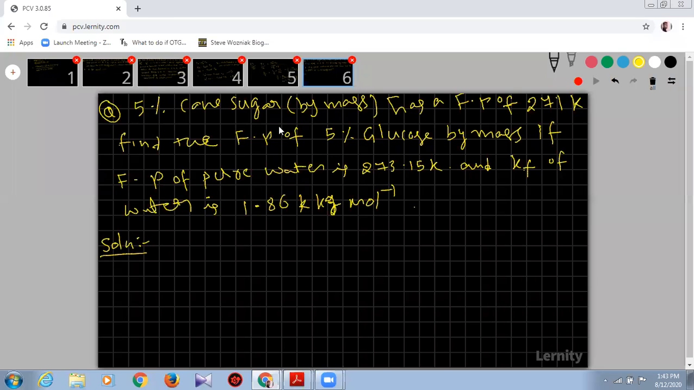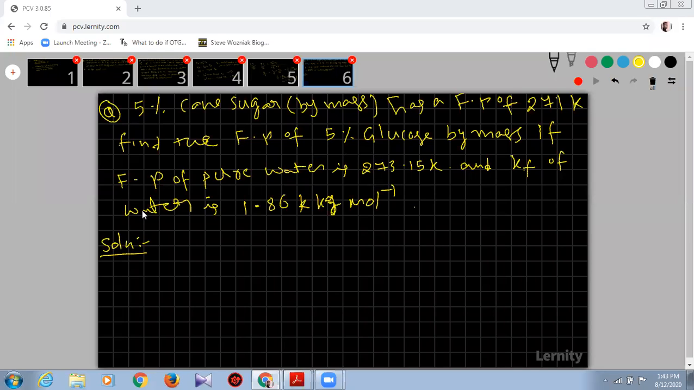First thing, this problem is related to which colligative property? Depression in freezing point, right. Now, cane sugar is sucrose. What is the sucrose formula? C12H22O11. Should we consider the Van't Hoff factor in this case? No. Why? Because it won't get dissociated. It neither dissociates nor associates. That's why we do not consider the Van't Hoff factor. In the same fashion, glucose also neither dissociates nor associates, so we need not consider the Van't Hoff factor here.